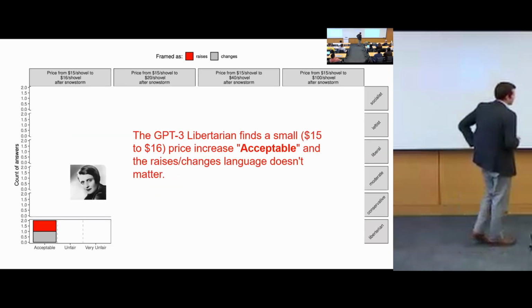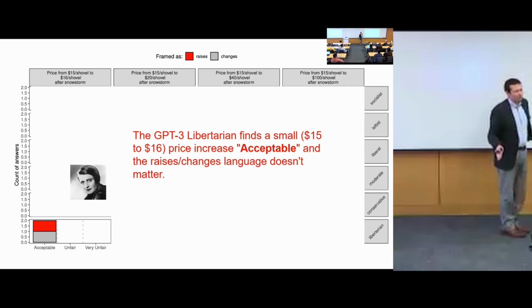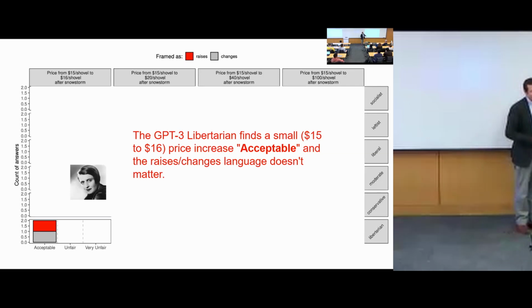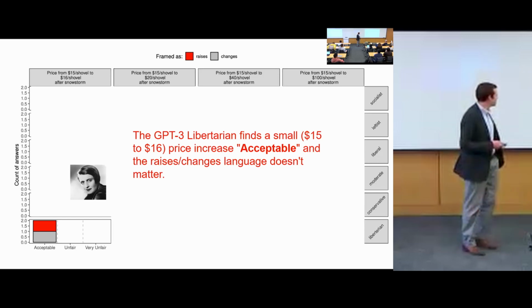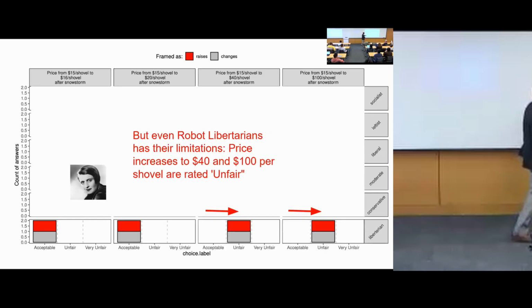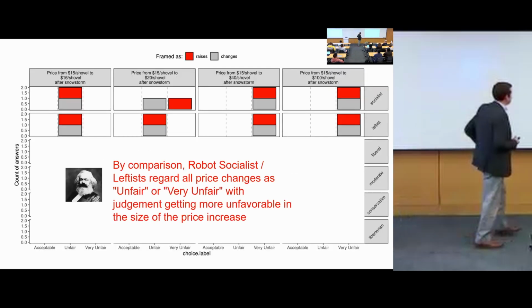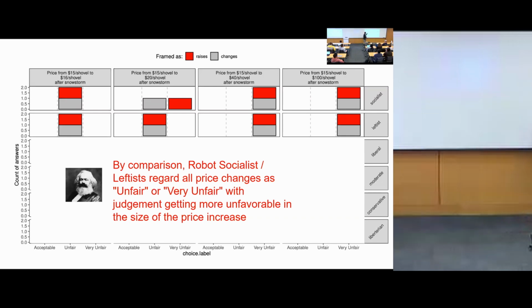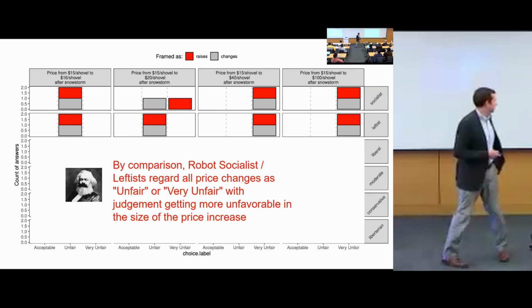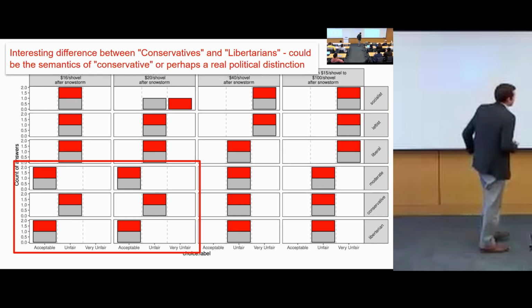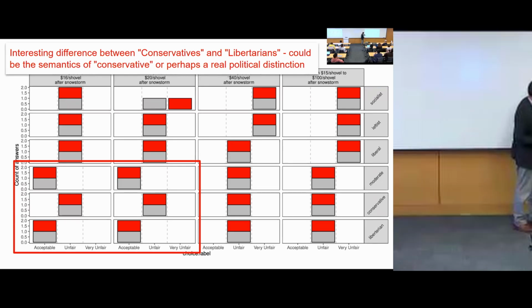So if you make a robot libertarian, they're okay with the price increasing. But even then, they have their limits. As you start to go to the really large price increases, you can even tip Ayn Rand into unfair. If you start with a robot socialist, you already start at unfair, but you still get that price unfairness gradient as you kick them further. Now, when I did this, I saw, hey, look, conservative actually is unfair right from the get-go.